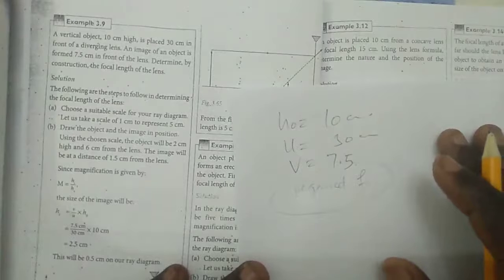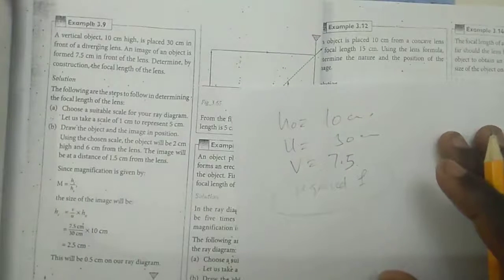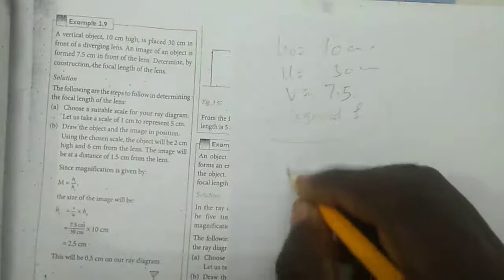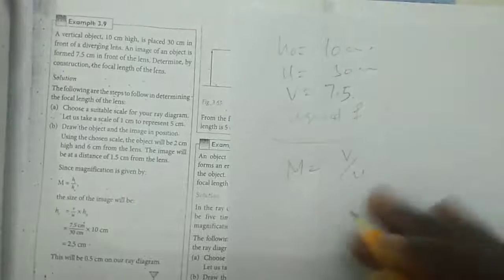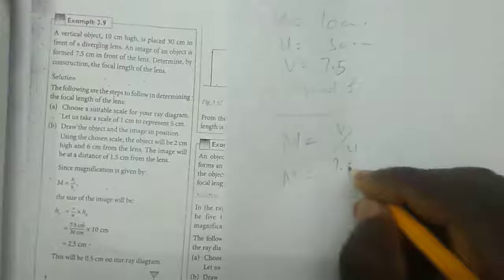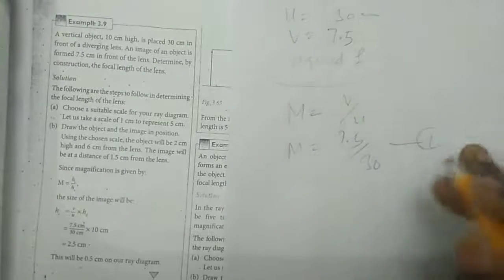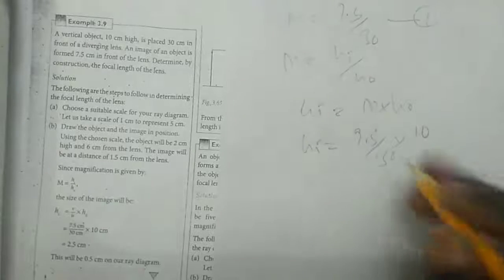Hatujajua height ya object, height ya image ilikuwa ni ngapi. But you can find the height of the image because magnification ni sawa na V divided by U. Magnification ni sawa na 7.5 gawanya kwa 30. Call this equation 1. Also magnification is equal to height ya image gawanya kwa height ya object. Height ya image will be equal to magnification times height ya object. Height ya image 7.5 gawanya kwa 30 mara height ya object 10. So it will be height ya image ni sawa na 7.5 gawanya kwa 3. Height ya image ni 2.5 cm.